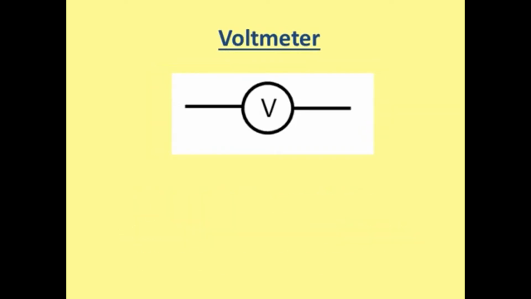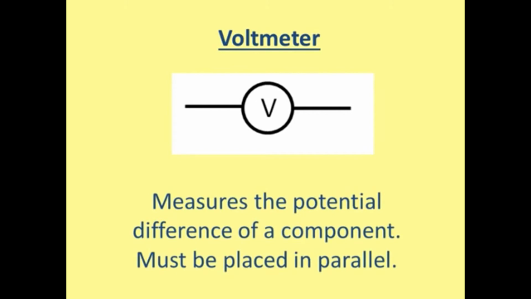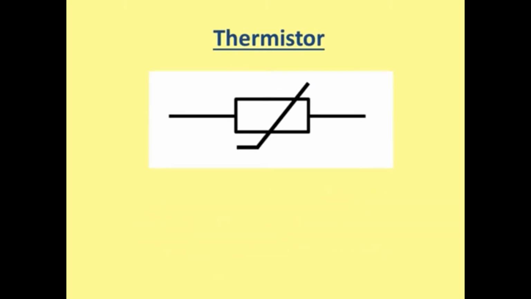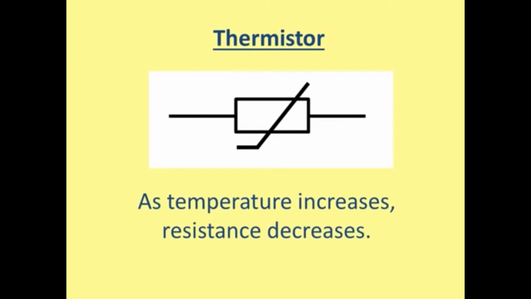A voltmeter is used to measure potential difference across a component. In the next video, we'll also look at how to connect a voltmeter in parallel. This is a thermistor. Thermistors are very interesting, and they're used a lot in this exam. As the temperature increases, the resistance will decrease.